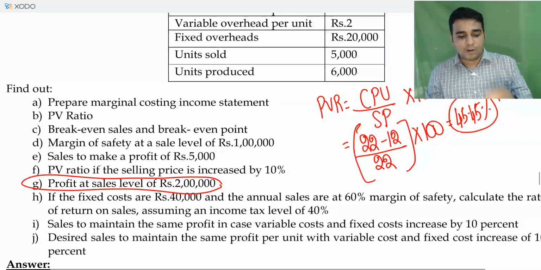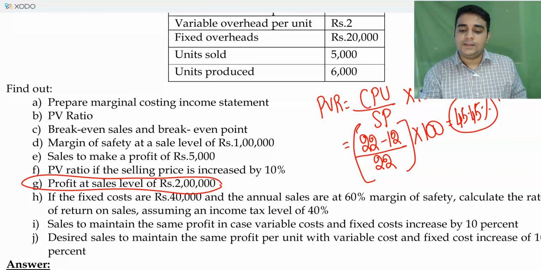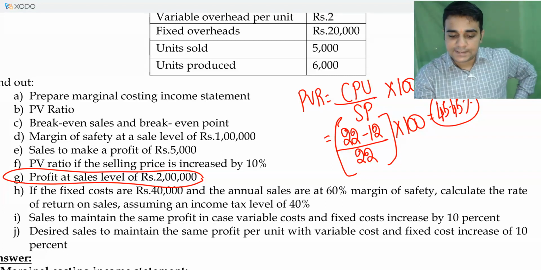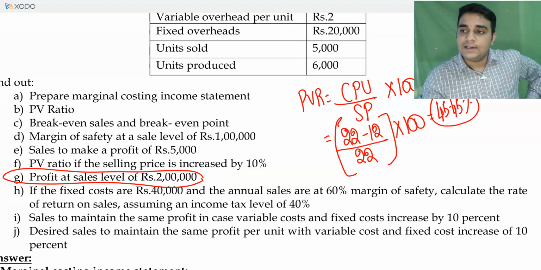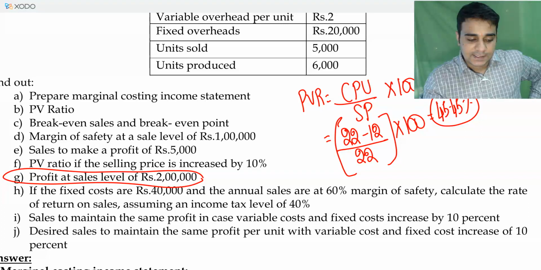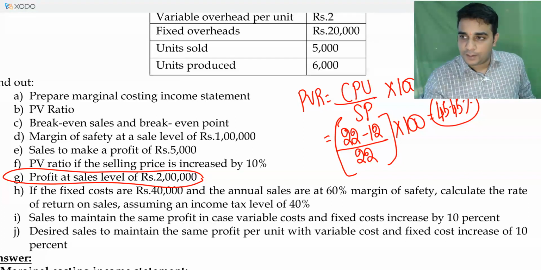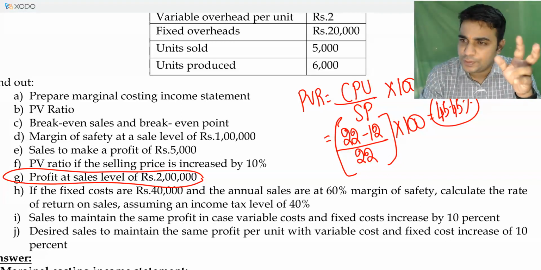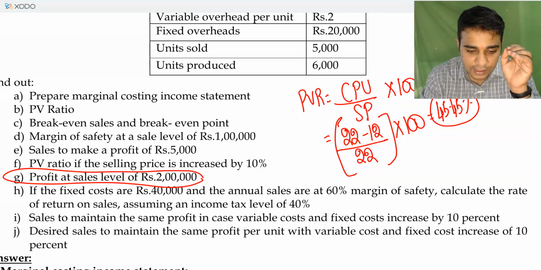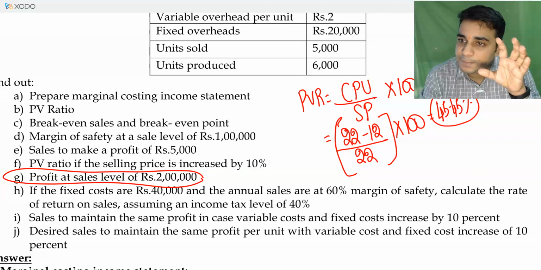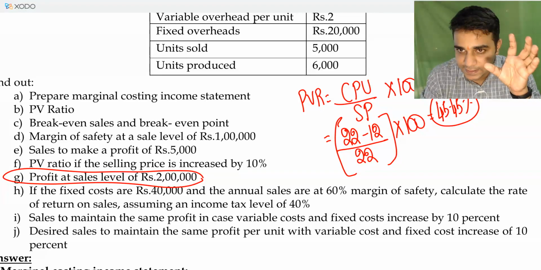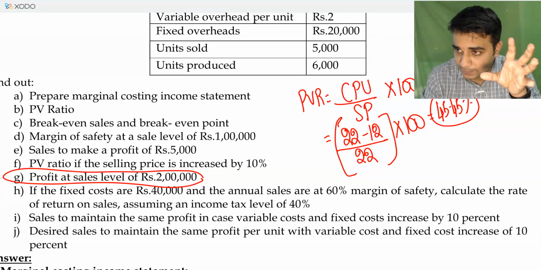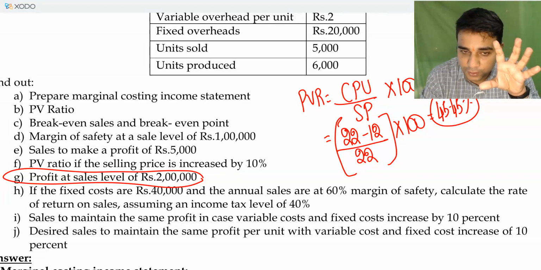If the fixed cost is 40,000, annual sales are at 60% margin of safety, calculate the rate of return on sales assuming an income tax level of 40%. Originally it was 20,000, now they made it 40,000. Annual sales are at 60% margin of safety, which indirectly means break even point is 40%.